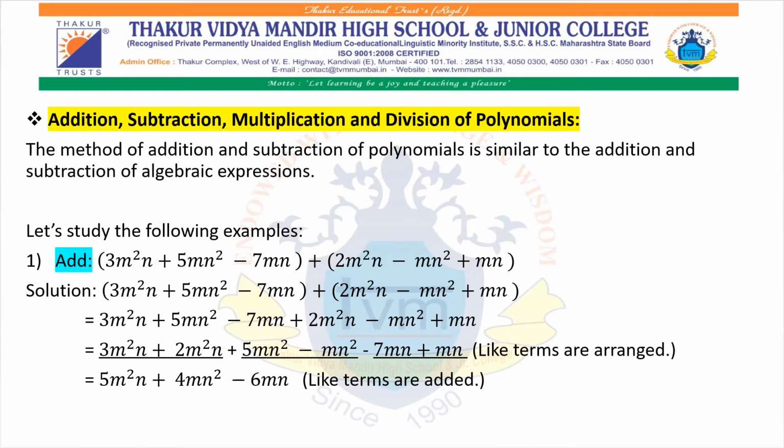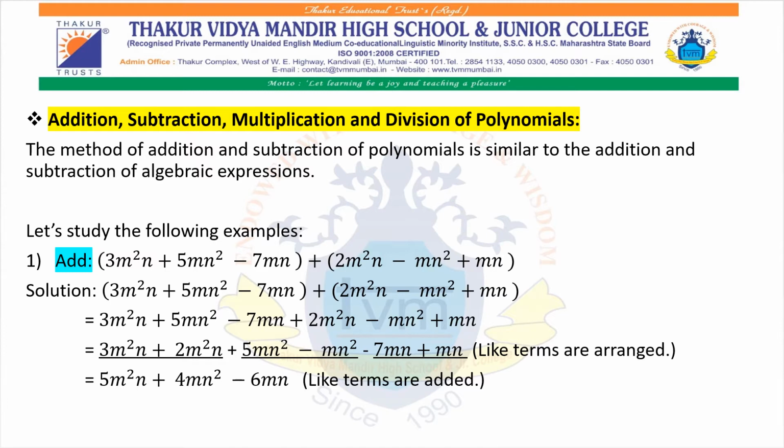So (3m square n plus 5mn square minus 7mn) plus (2m square n minus mn square plus mn). Here two brackets are given. Our first step will be to remove the brackets. So 3m square n plus 5mn square minus 7mn plus 2m square n minus mn square plus mn. Now here we are going to arrange the like terms together. 3m square n plus 2m square n plus 5mn square minus mn square minus 7mn plus mn.